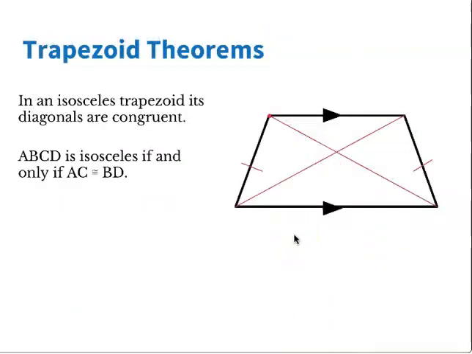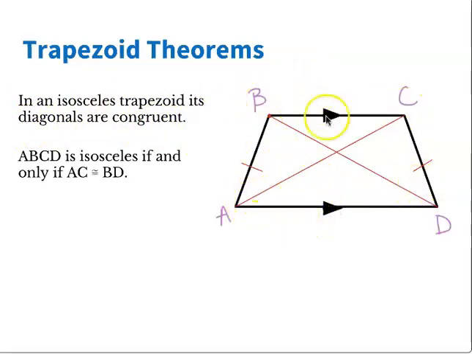All right, so remember, a diagonal is when we start at one vertex and draw a straight line to the opposite vertex. That is a diagonal. In an isosceles trapezoid, we've got a tick here and a tick here, which lets us know we've got a set of congruent sides, making this an isosceles trapezoid. In an isosceles trapezoid, the diagonals are going to be congruent.